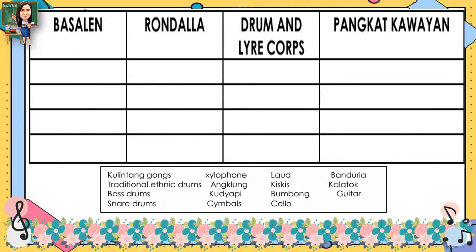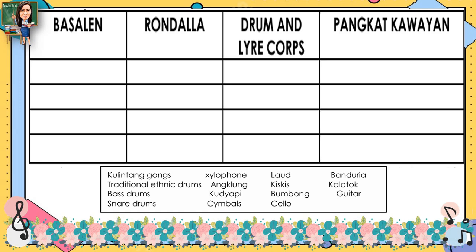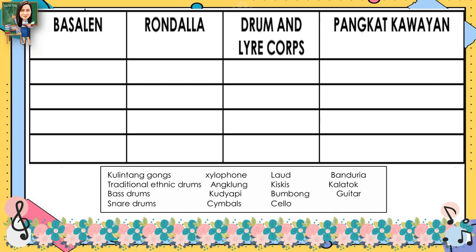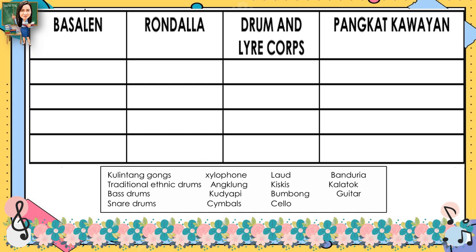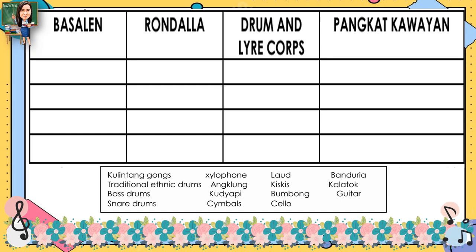In the first column, identify those instruments used for basalen. In the second column, identify those instruments used for rondalla. In the third column, identify those instruments used for drum and lyre corps. And in the fourth column, identify those instruments used for pangkat kawayan.